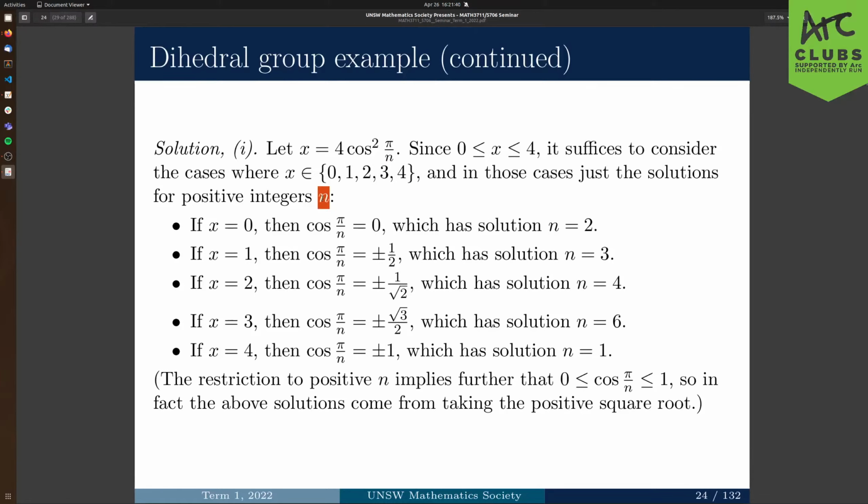And then if you look at only the positive integers n, because I guess we haven't ever really talked about how to define the dihedral group for negative n, if we limit ourselves to just positive n, and you go solve these equations, then you get essentially n equal to 1, 2, 3, 4, and 6 satisfy it. So each of these cases gives you a different value of n.